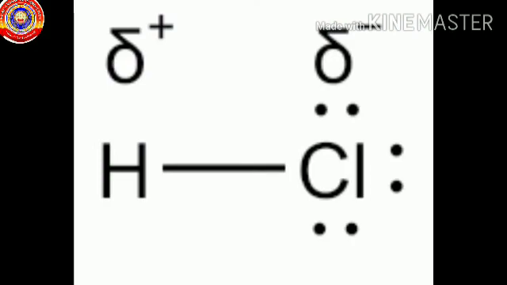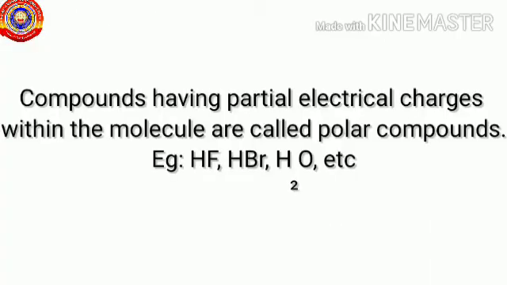In the case of hydrogen chloride, the chlorine atom having a higher electronegativity attracts the shared pair of electrons towards itself, hence it develops a partial negative charge. Such compounds having partial electrical charges within the molecule are called polar compounds. Examples: HF, HBr, H2O, etc.